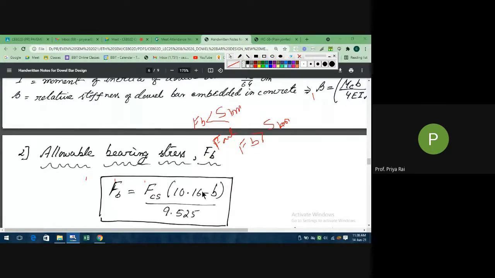If we increase the diameter, what will happen to this term, this factor? It will increase or decrease? If we increase this value, the BV value, then this whole term will increase or decrease? Ma'am, decrease. So if this decreases, this whole term decreases, which means your FB will decrease, okay, so we cannot increase the dia, right?